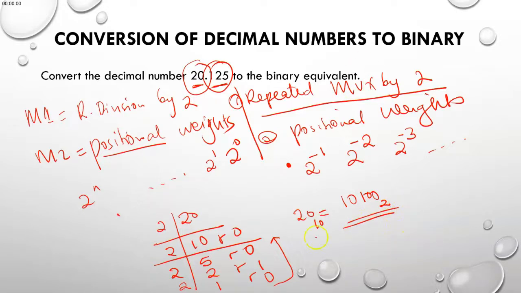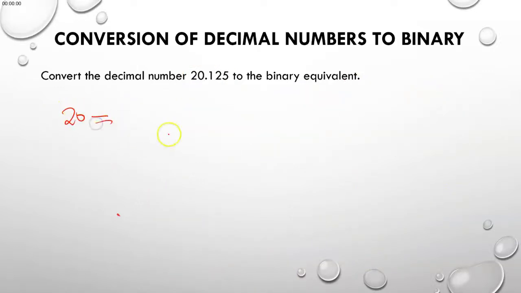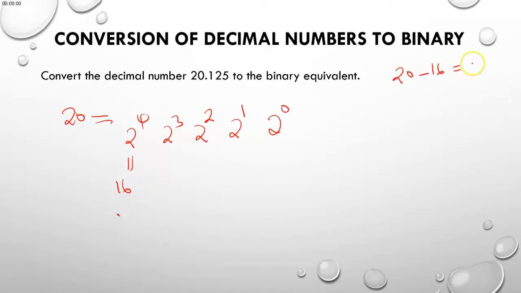Using the other method, the positional weights, we know that the highest power of 2 that fits is 16. So we start with 2 to the power 0, 2 to the power 1, 2 to the power 2, 2 to the power 3, and 2 to the power 4, which represents 16. Following the same method, 20 minus 16 is equal to 4. So we have used the first one. Then we use the one that represents 4, which is 2 to the power 2. The others, we give them a 0. Therefore we have 1 0 1 0 0, which is the same answer that we got using method 1.